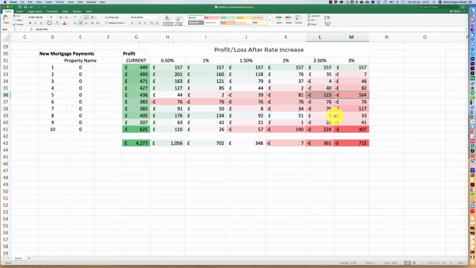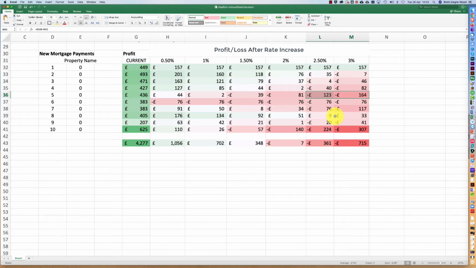Now, if you can fund a 700 a month loss, but remember, it's not just a 700 a month loss, it's actually 1,000 profit to 700 loss. So the spread is a 1,700 difference, less money that's coming in each month, okay? So that makes a significant difference with a 3% increase. So you may want to go and fix some more properties.